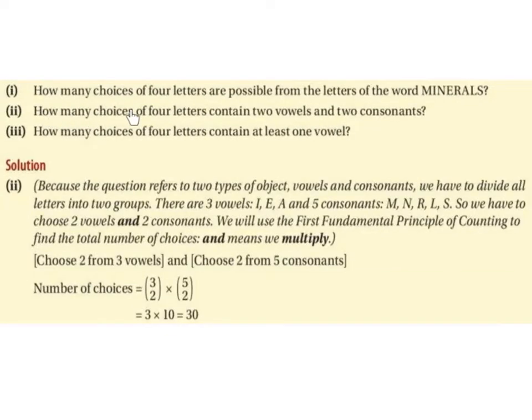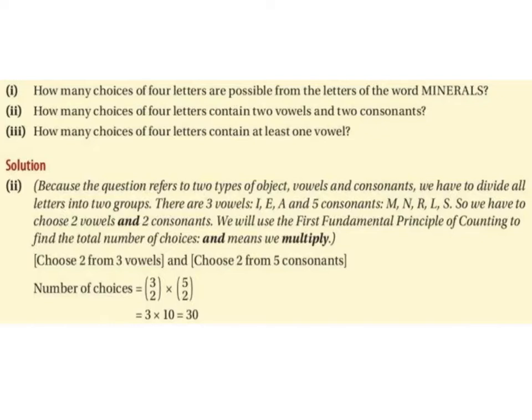Part 2. How many choices of 4 letters contain 2 vowels and 2 consonants? Because the question refers to 2 types of object, vowels and consonants, we have to divide all letters into 2 groups. There are 3 vowels, I, E, A, in the word minerals, and 5 consonants, M, N, R, L, S. So we have to choose 2 vowels and 2 consonants. Remember, and means multiplying. We will use the first fundamental principle of counting to find the total number of choices, and means we multiply.